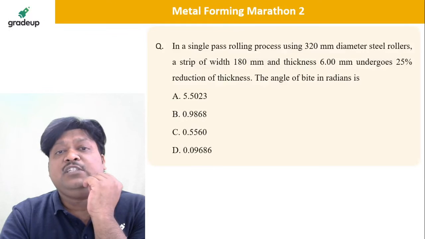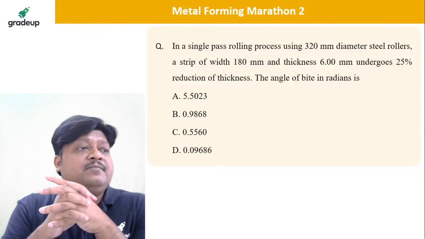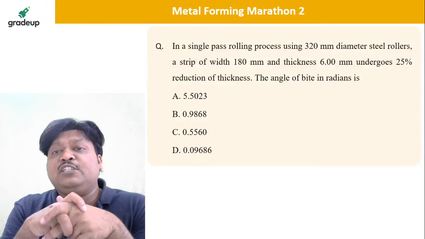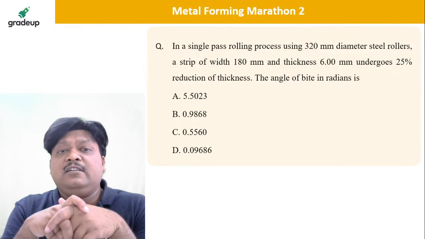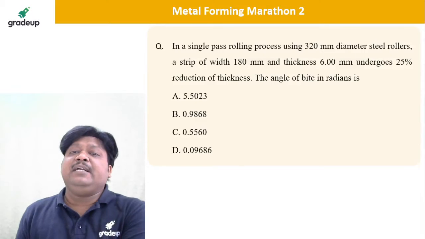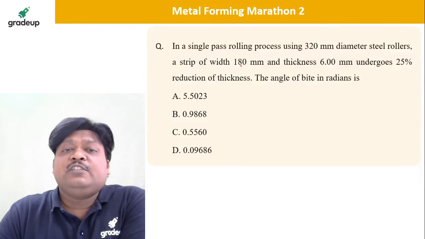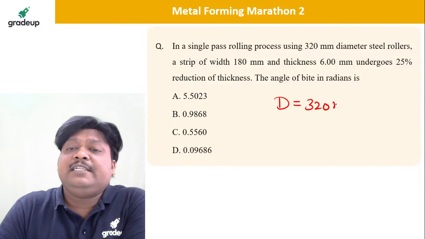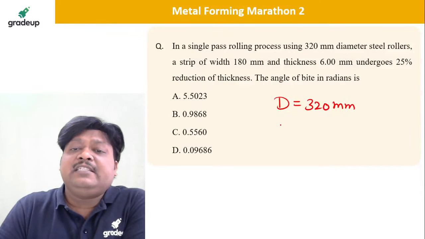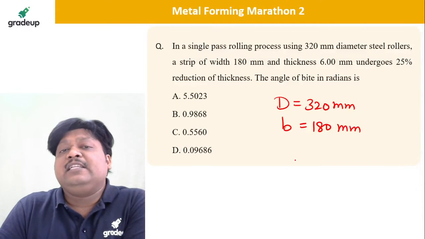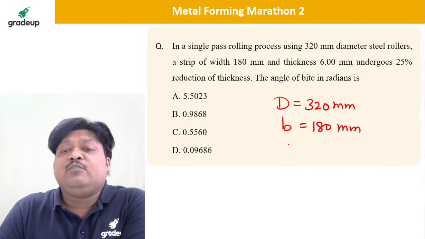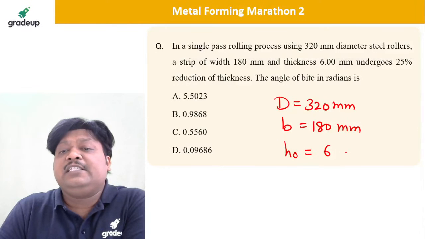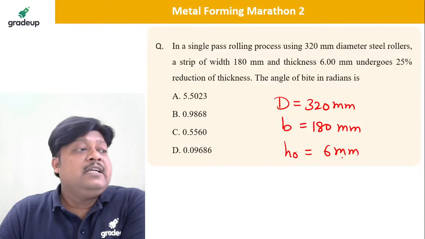Okay, fine. Take the next question. In a single pass rolling process using a 320 mm diameter steel roller, a strip of width 180 mm. So the diameter of the roll is 320 mm. The strip width B is 180 millimeter. And the thickness of the strip, H original, is 6 millimeter.